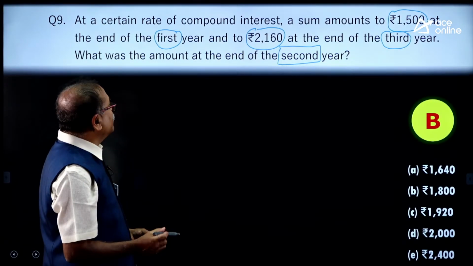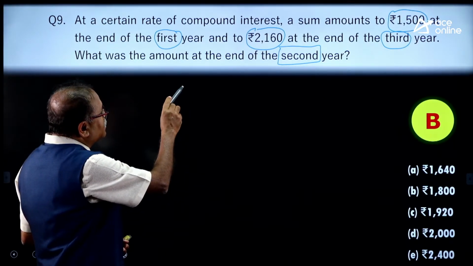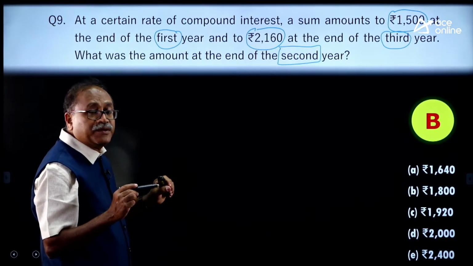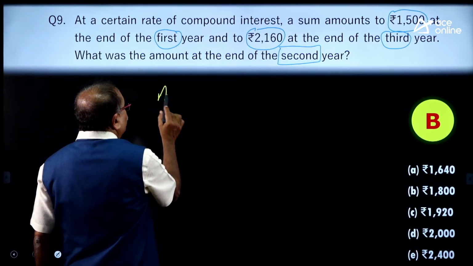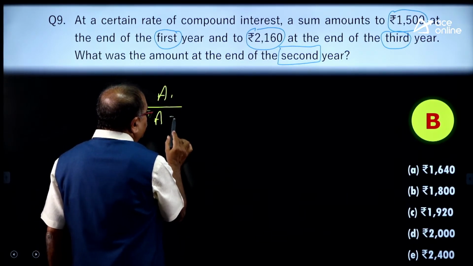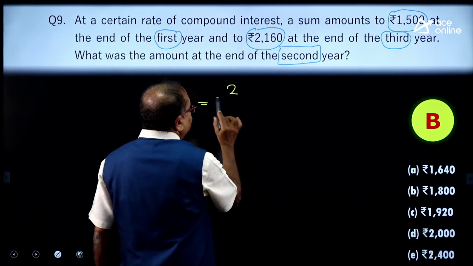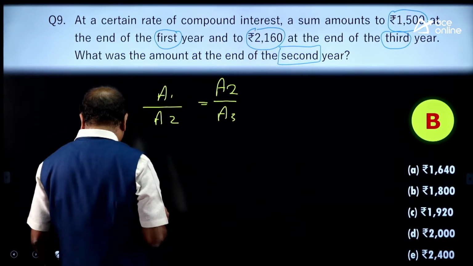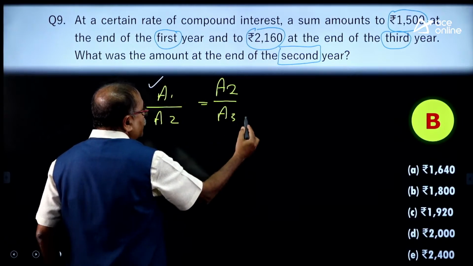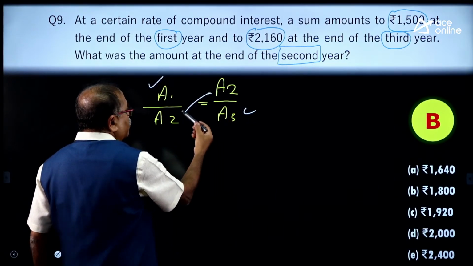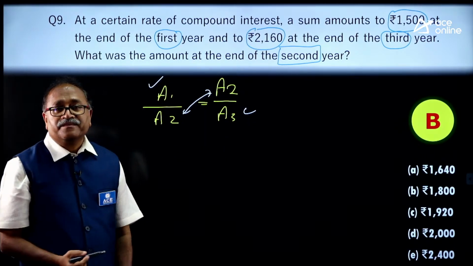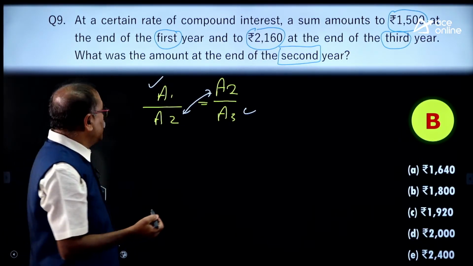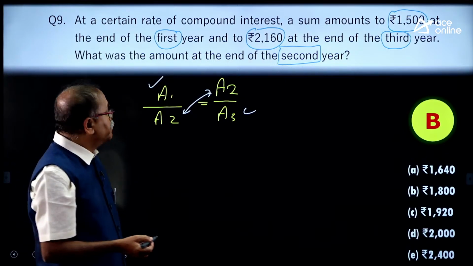As I said, the geometric progression means the sum amounts to rupees 1,500 at the end of first year. So, the ratio of amount of first year to amount of second year will be the same as amount of second year to the amount of third year. What I need to find out is the amount of second year. Let us consider that the amount of second year is x. Then how will I answer that question?